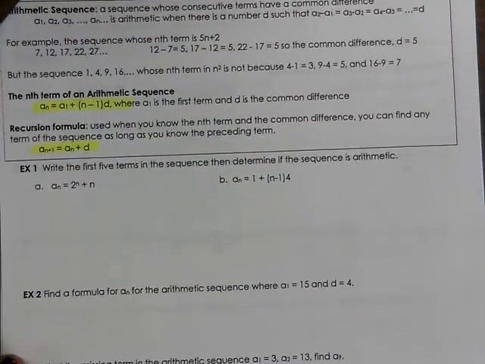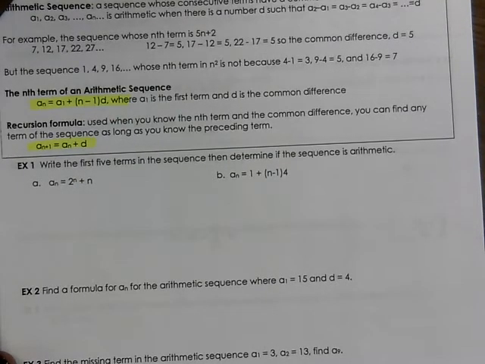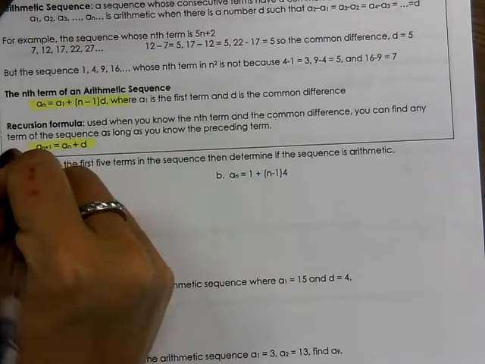Write the first 5 terms in the sequence and then determine if the sequence is arithmetic. The first thing we want to do is just like we did in the very first example in the last set of notes: you plug in n equals 1, 2, 3, 4, 5 and find the numbers. The only thing we're doing differently is that we have to see if there's a common difference.